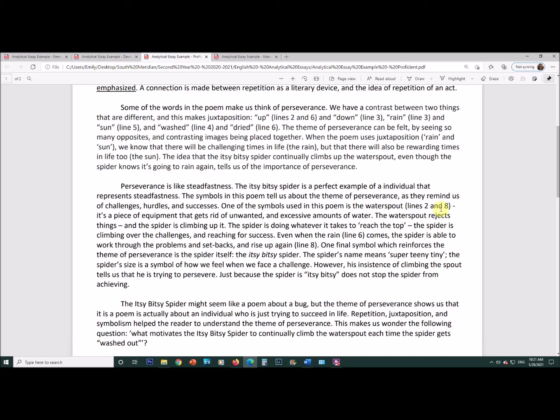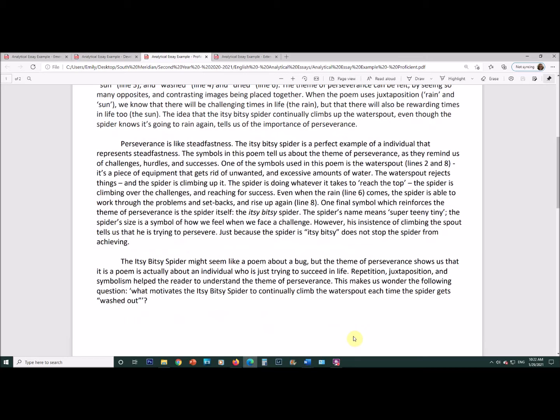The idea that the itsy bitsy spider continually climbs up the water spout, even though the spider knows it's going to rain, tells us of the importance of perseverance. Perseverance is like steadfastness. The itsy bitsy spider is a perfect example of an individual that represents steadfastness. The symbols in this poem tell us about the theme of perseverance as they remind us of challenges, hurdles, and successes. One of the symbols used in this poem is the water spout, lines 2 and 8. It's a piece of equipment that gets rid of unwanted and excessive amounts of water. The water spout rejects things, and the spider's climbing up it. The spider is doing whatever it takes to reach the top. The spider is climbing over the challenges and reaching for success.